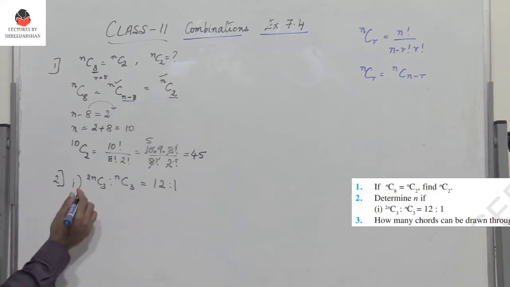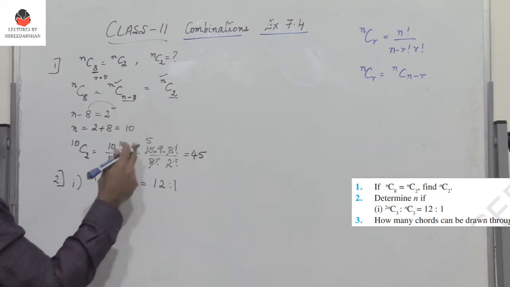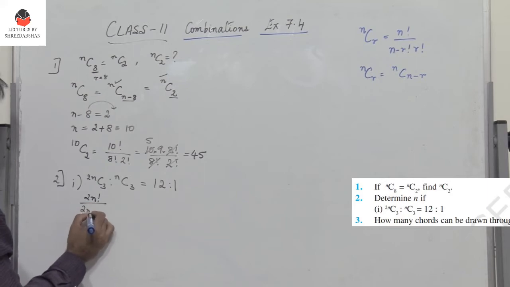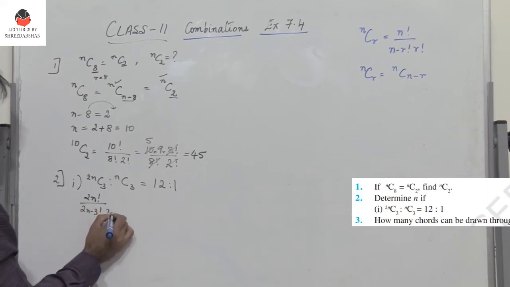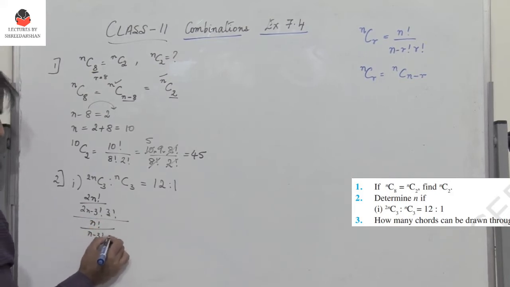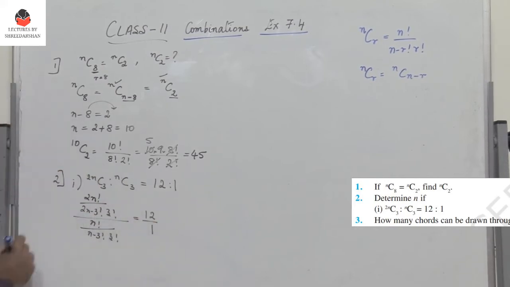Determine n if 2nC3 is to nC3 equals 12 is to 1. So again let us use that formula. nCr equals n factorial divided by (n minus r) factorial into r factorial. So (2n) factorial divided by (2n minus 3) factorial into 3 factorial, divided by n factorial divided by (n minus 3) factorial into 3 factorial, equals 12 by 1. So we have this ratio here.